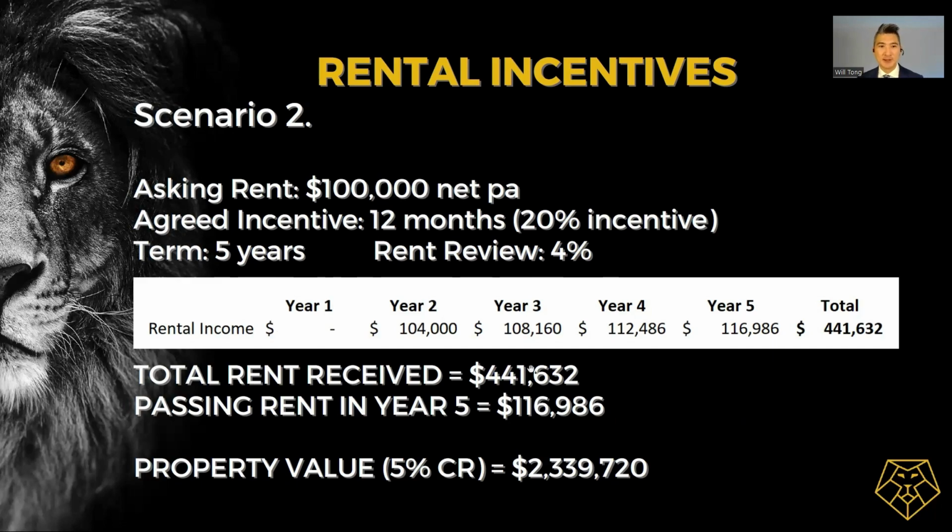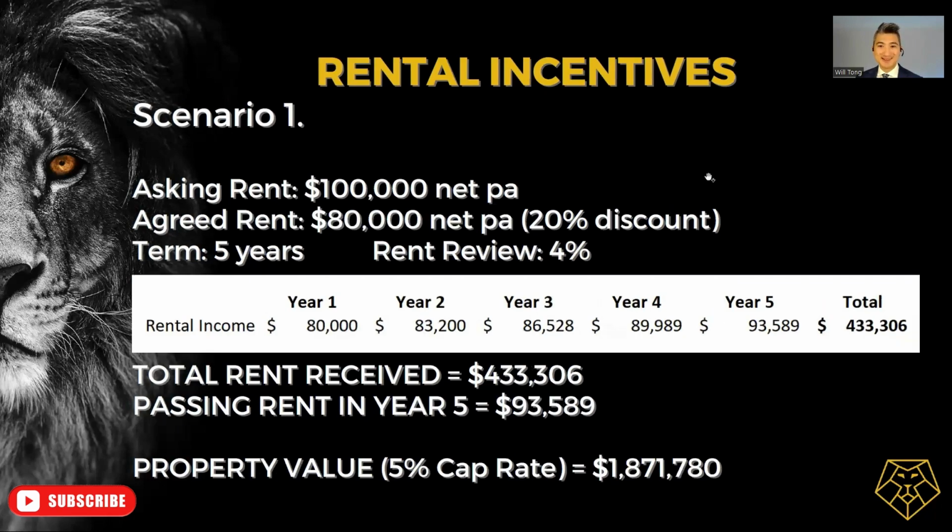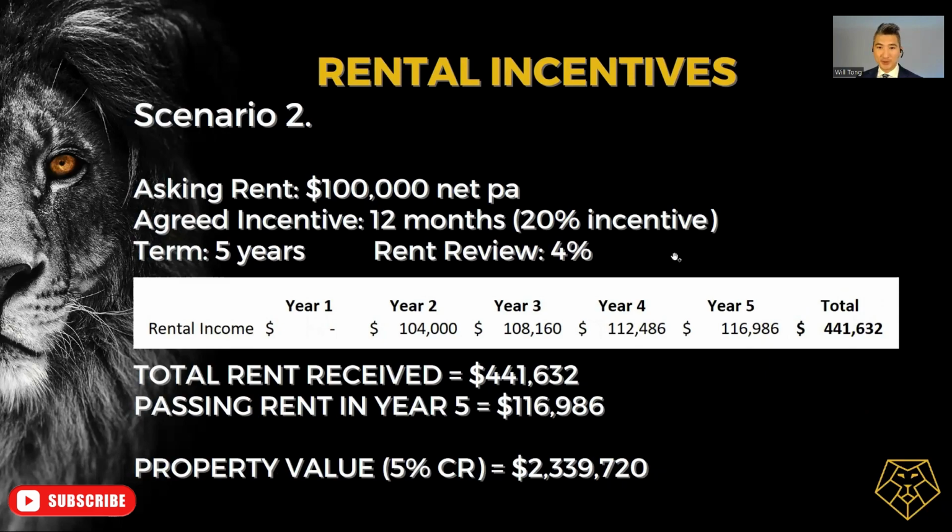But the point of the story is the passing rent in year five is $116,962. And the property value, using the same cap rate, same property, same everything, is worth $2,339,000. So there's over $500,000 difference in property value. So a lot of property investors shoot themselves in the foot, because rather than offering them an incentive, they're offering them a discount in rent. Okay, so it's very important that you know how to structure the incentives properly, particularly when you're valuing the property.